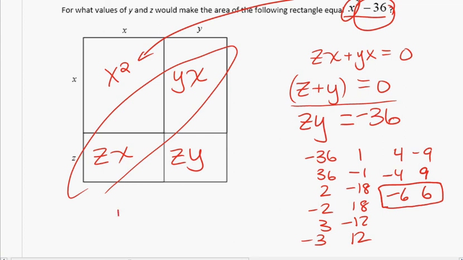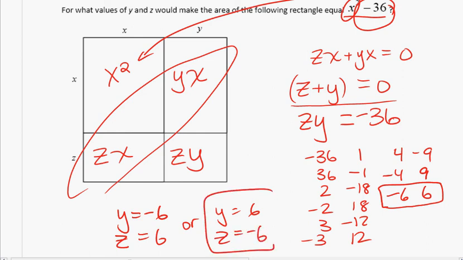So y is negative 6 and z is 6, or if you'd like to flip it, that's fine. Y can be 6 and z can be negative 6. It really doesn't matter. The point here now is, again, the difference of squares, we end up with x minus 6 times x plus 6, just like we did in the last problem.